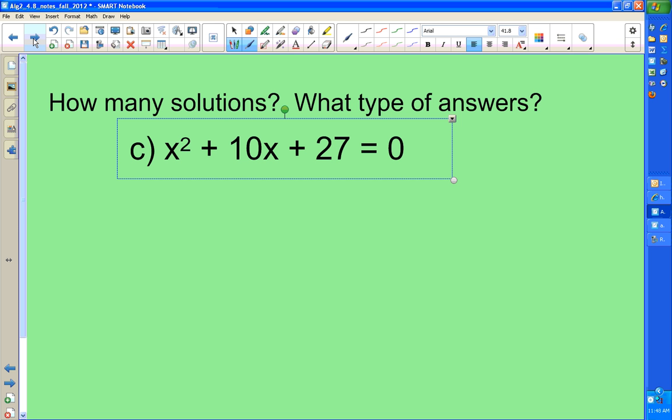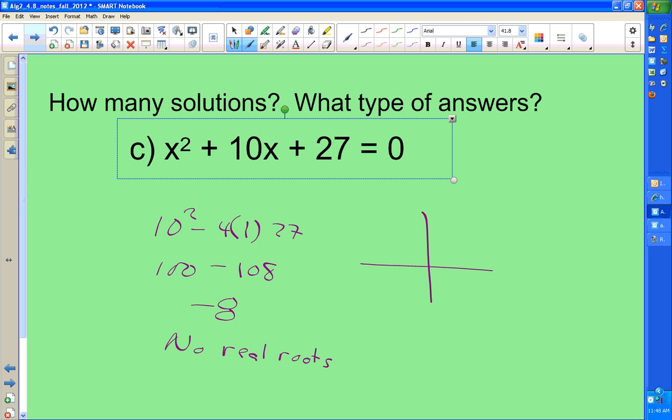And here, if you do 10 squared minus 4 times a times c, you're going to get 100 minus 108, which is negative, so there's no real roots. If you look at this equation, the leading coefficient is positive. That means the graph has to be a horseshoe up, so the graph has to be above the x-axis. And it's not going to cross the x-axis, so you have no real roots.